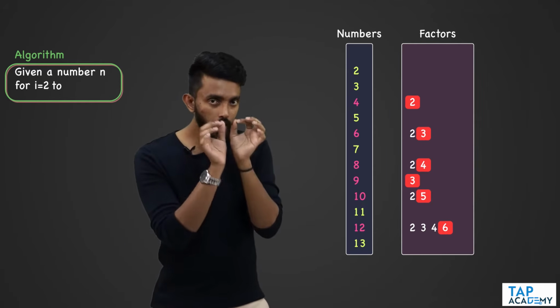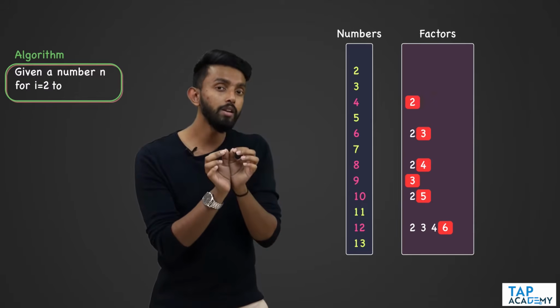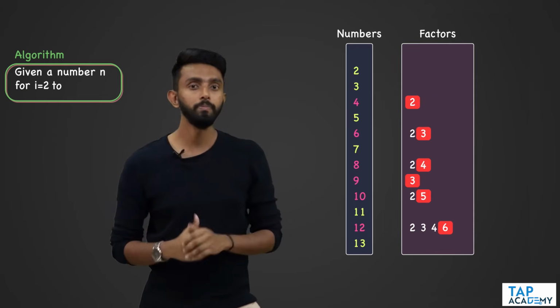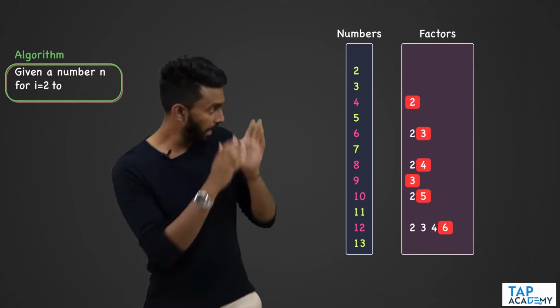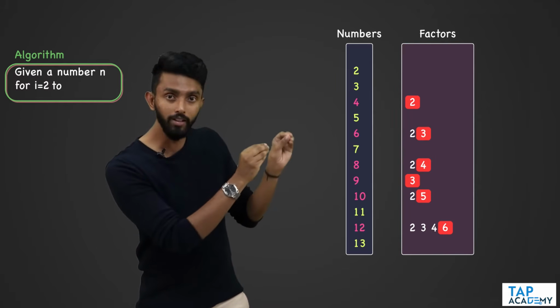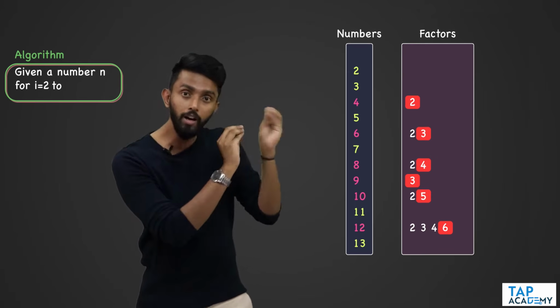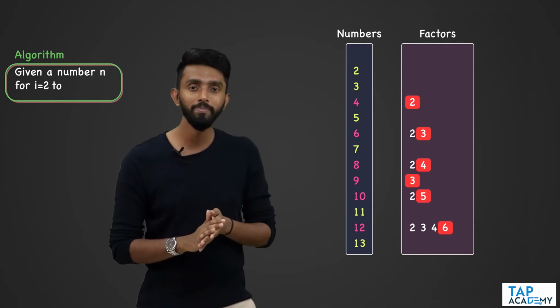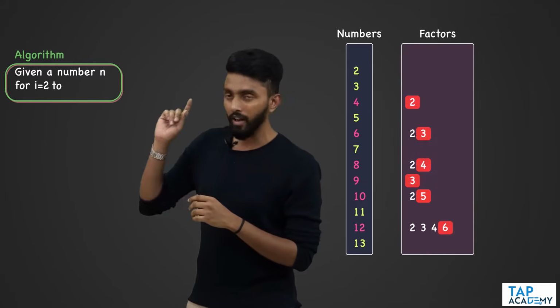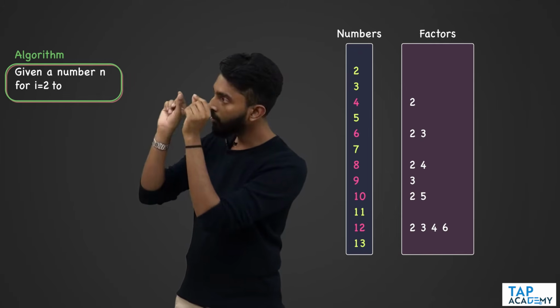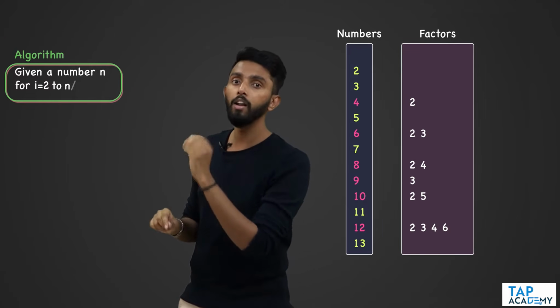Do you see the last factor is actually nothing but the number divided by 2? Are you noticing that? Look at all the non-composite, non-prime numbers. Look at the last factor. It is a number divided by 2. I'm just highlighting those numbers for you. See, it is a number divided by 2. Which means, wouldn't you agree that I can start from 2 and I don't have to go to the number itself. I can stop at n divided by 2.